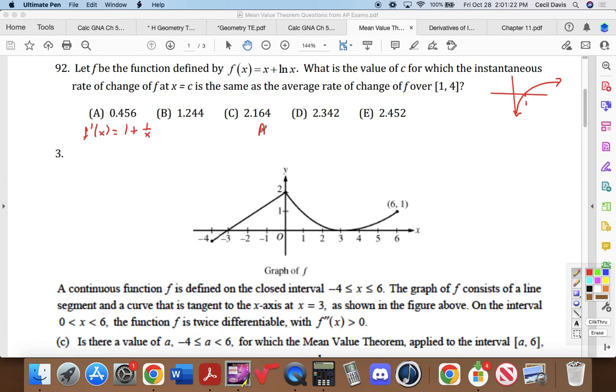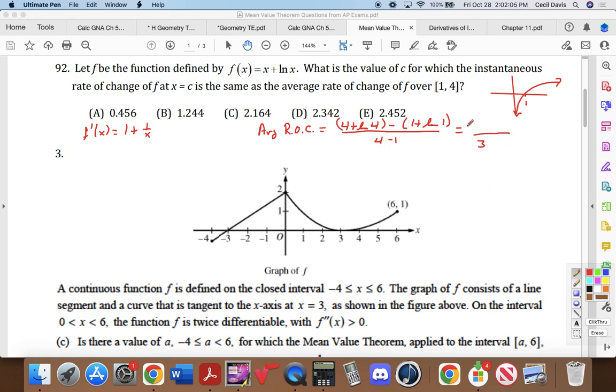Well, the average rate of change is going to be 4 plus the natural log of 4 minus 1 plus the natural log of 1, all over 4 minus 1. It'd be nice if we could simplify that a little before we even try to do anything with it. And you definitely don't want to put that into your calculator. The denominator clearly is 3.